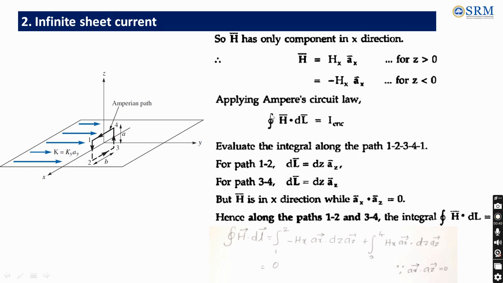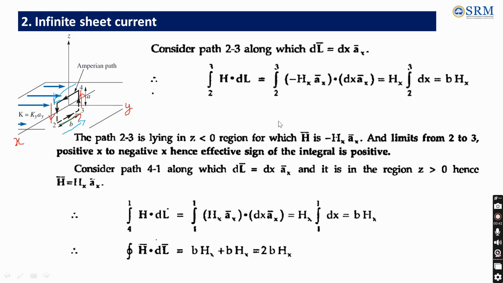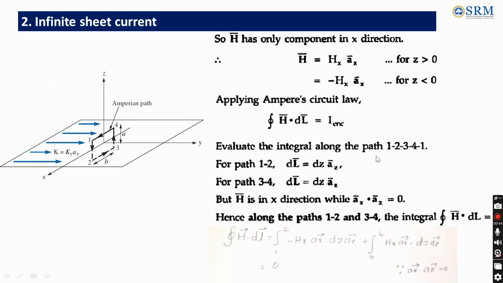So we are going to find the integral of the Ampere circuit law for the path 1, 2, 3, 4, and again to 1. So the closed path we are going to consider, and we are going to take each part individually. For 1 to 2 and 3 to 4, the differential length element is along the z axis, so dz into Az cap for both the paths.